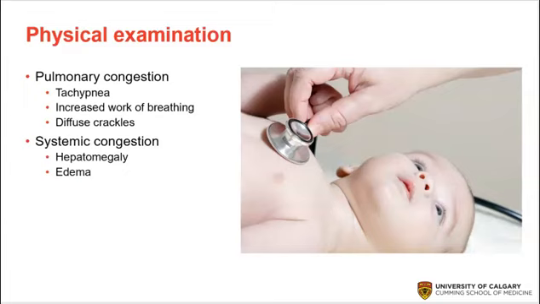Patients with severe pulmonary overcirculation will also develop systemic congestion, which includes hepatomegaly and dependent edema, which is most easily seen in the eyelids, back, and labia or scrotum in infants.